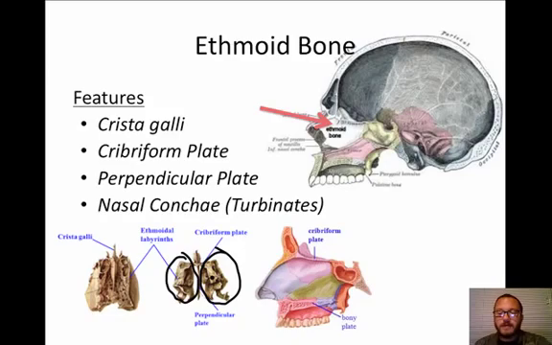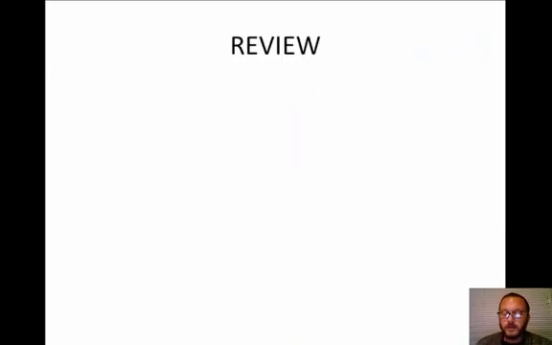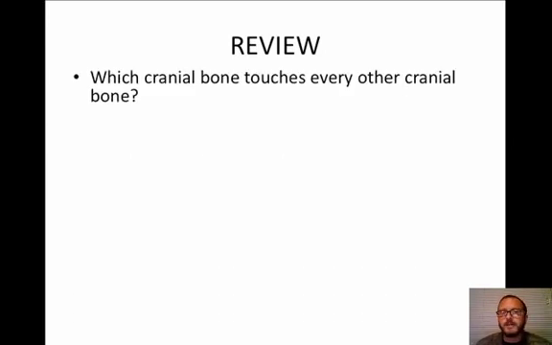All right, that finishes all of the bones. Let's do a little bit of review. You're going to want to pause if you need to, maybe take a piece of paper out. Go ahead, let's write down the question. Which cranial bone touches every other cranial bone? You can pause, think of your answer. If you wrote down sphenoid bone, you got it right.